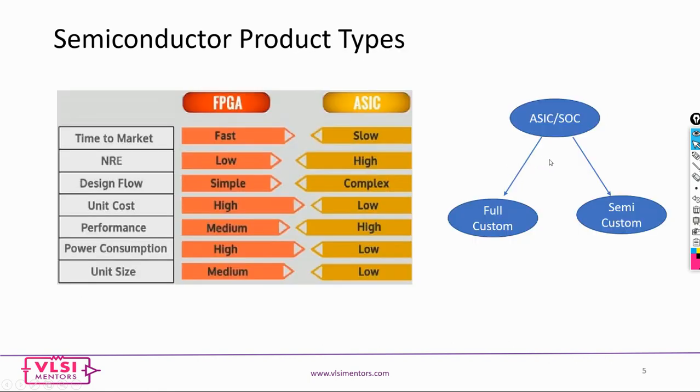Okay, now say semiconductor product types. So if you look at it, we do have different product types. Now the first one is basically FPGA, and the second one is something called ASIC. FPGA is something where you buy a chip. Say you have a design and you want to get that checked quickly.